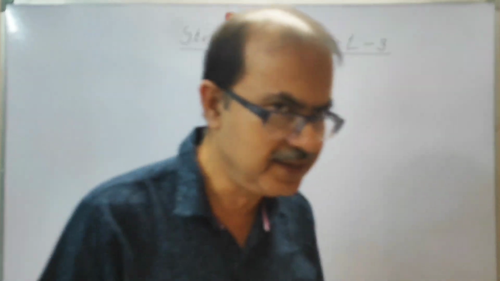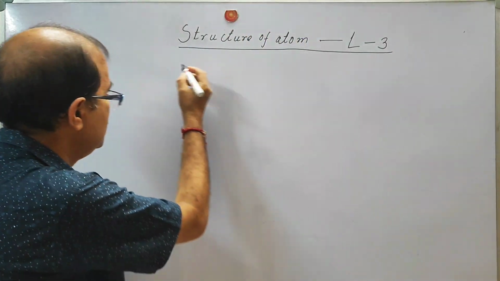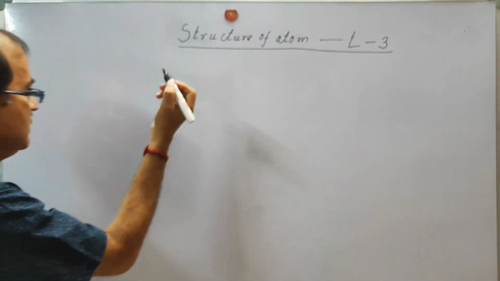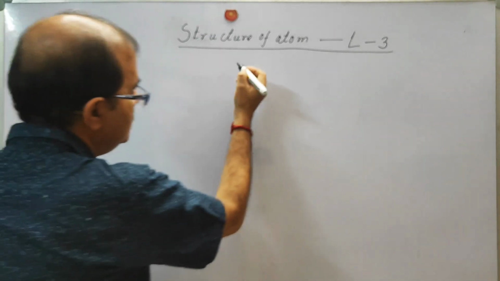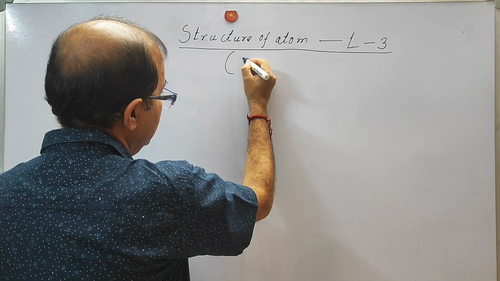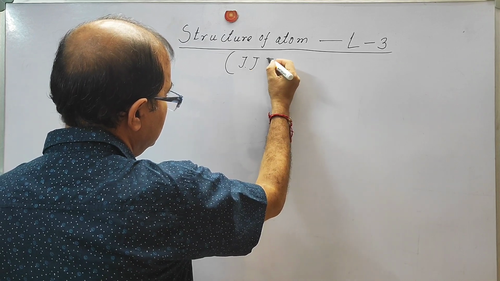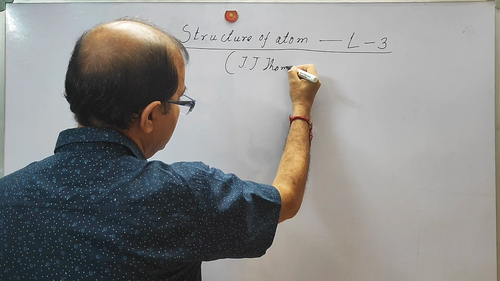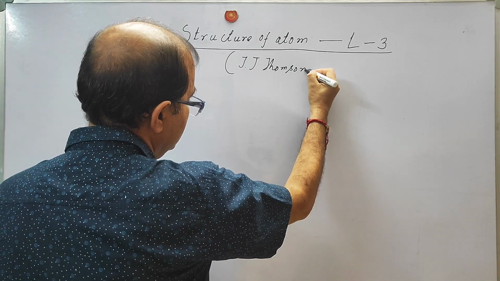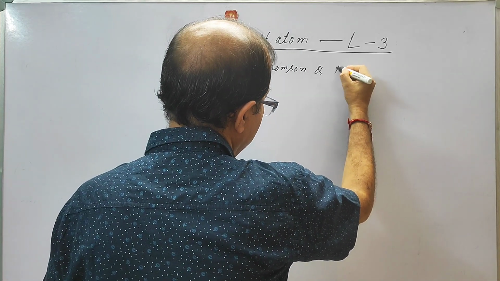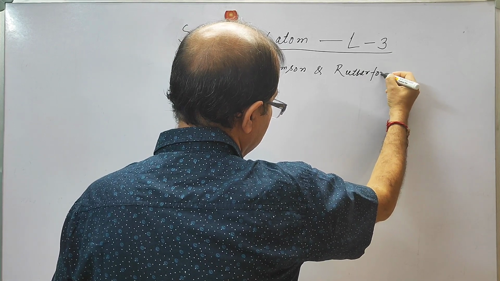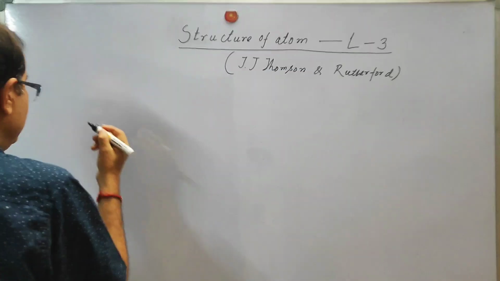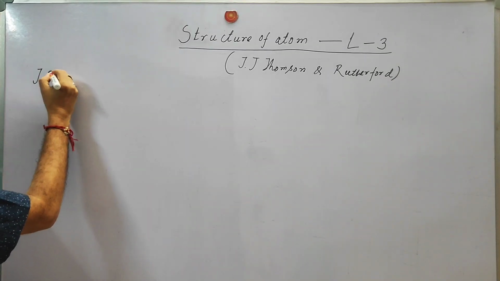Number one, that is J.J Thomson, in the year 1898. So we are now going to discuss the atomic model of J.J Thomson, and in this we will be discussing the J.J Thomson atomic model and the Rutherford atomic model. First we are going to discuss J.J Thomson.